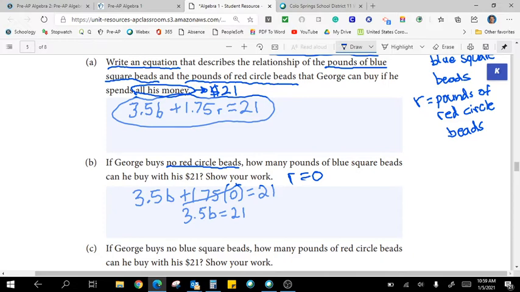All right. So what I'm going to do is isolate b. If b is being multiplied by 3.5, then in order to get rid of multiplying by 3.5, I divide by 3.5. What I do to the left side, I have to do to the right side. So I divide by 3.5.